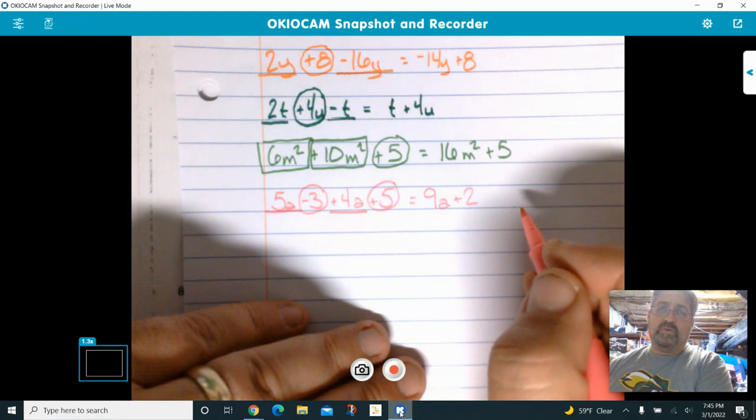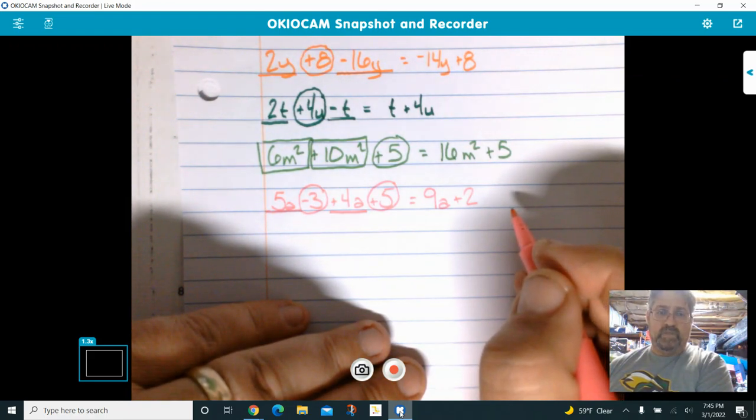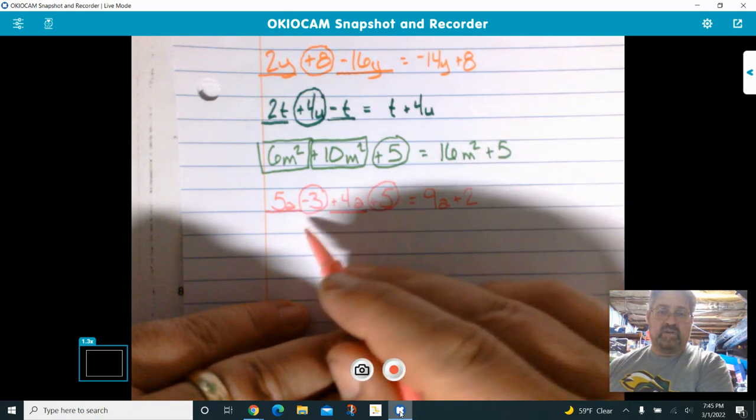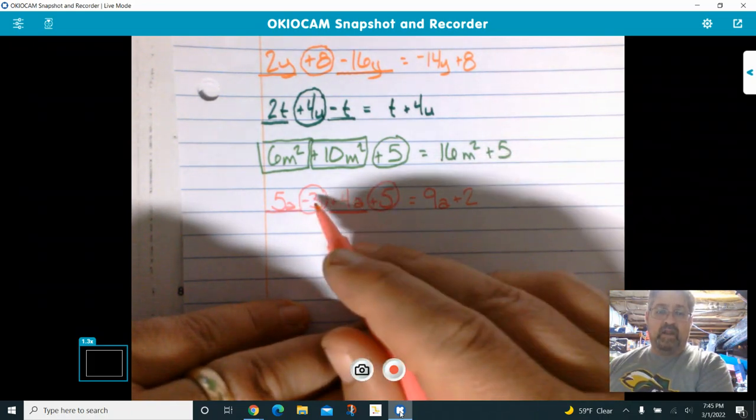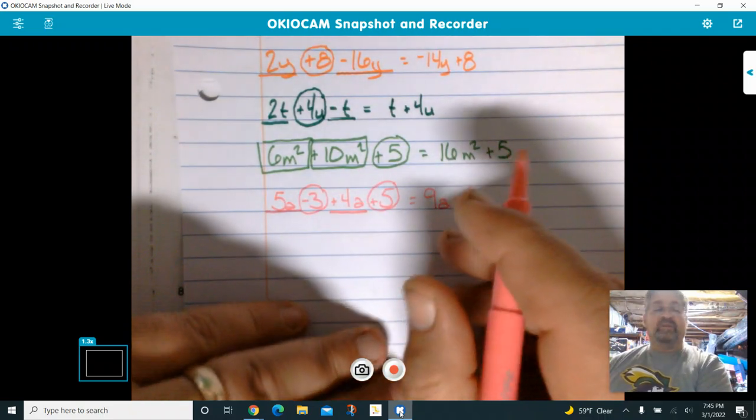That's all the trickier we're getting with these guys and gals. Combining your like terms, in this case our a's, and then our non-variable terms, our numbers with no letters.